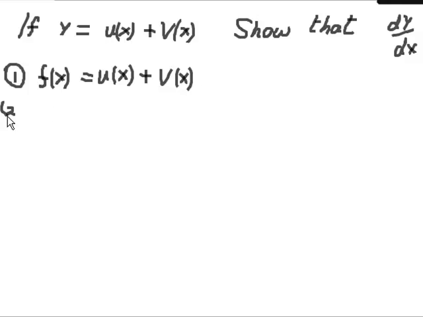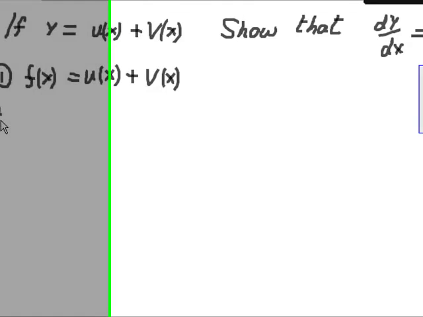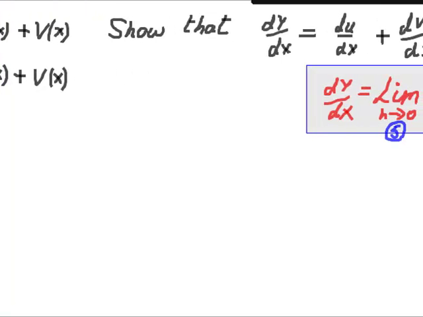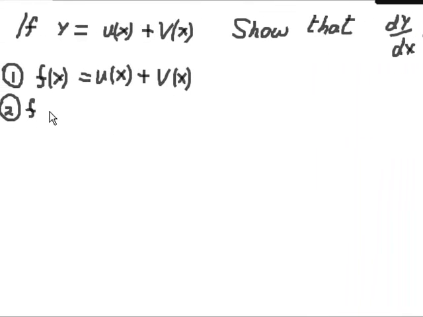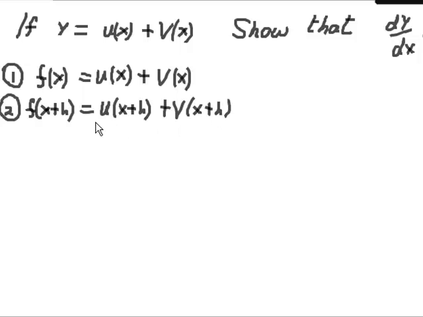Step 2, again from our definition, step 2 is to go back and get f(x plus h). And this is a matter of subbing in x plus h everywhere we see x. So it's u of (x plus h) plus v of (x plus h), and that's step 2 done.